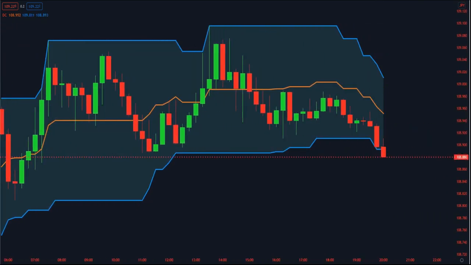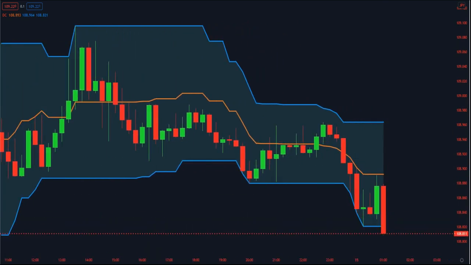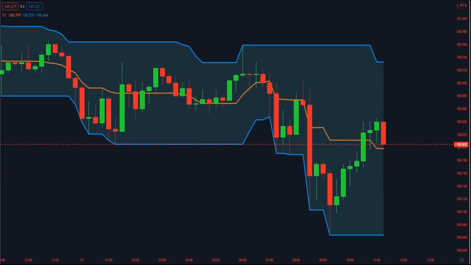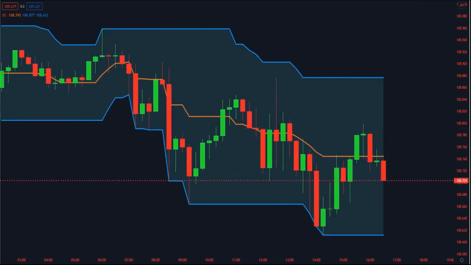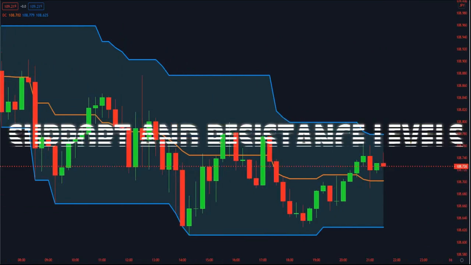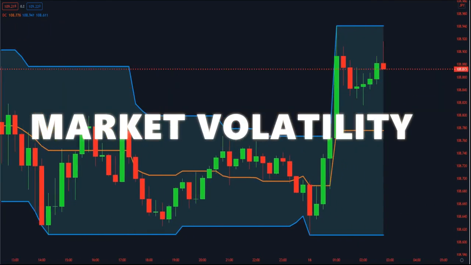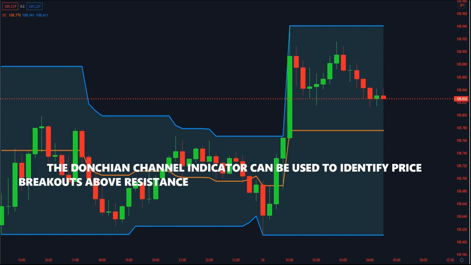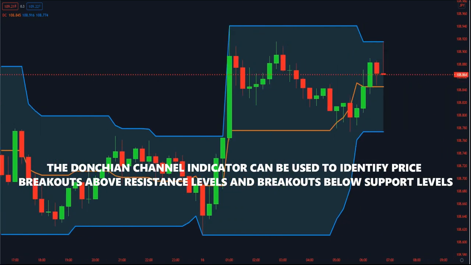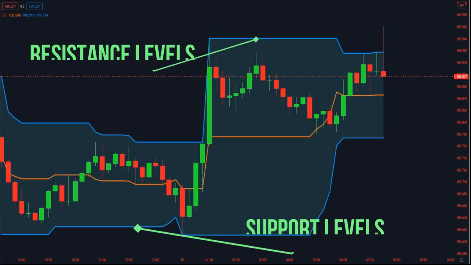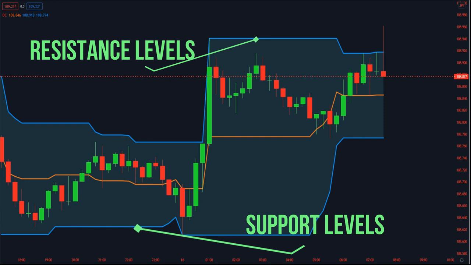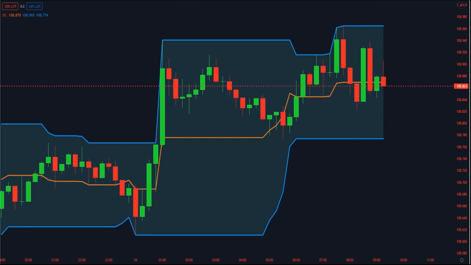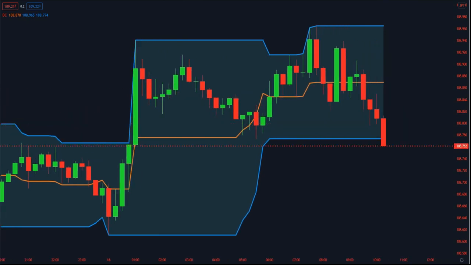The Donchian channel is also known as the price channel, and it can help you identify the following. Gauge the trend. Market swing highs and lows. Support and resistance levels. Market volatility. Spotting breakouts. The Donchian channel indicator can be used to identify price breakouts above resistance levels and breakouts below support levels. You will have a better understanding of how to identify breakouts using the Donchian indicator.